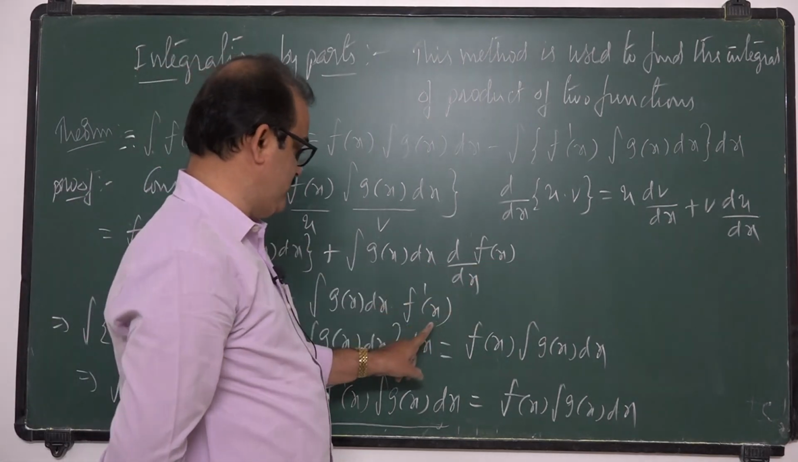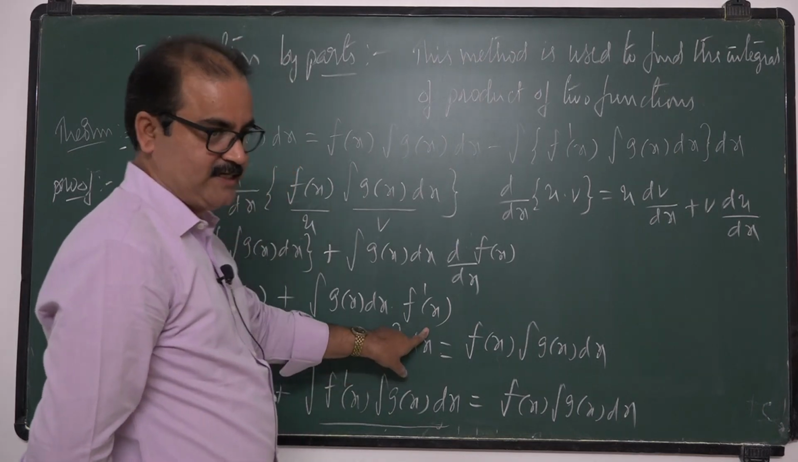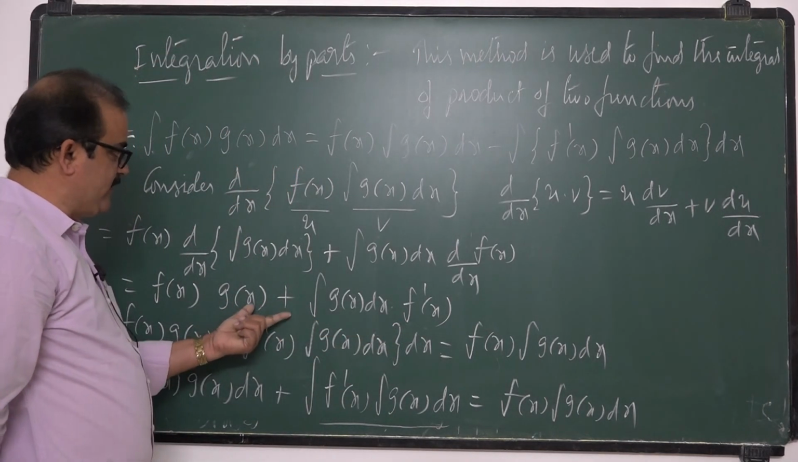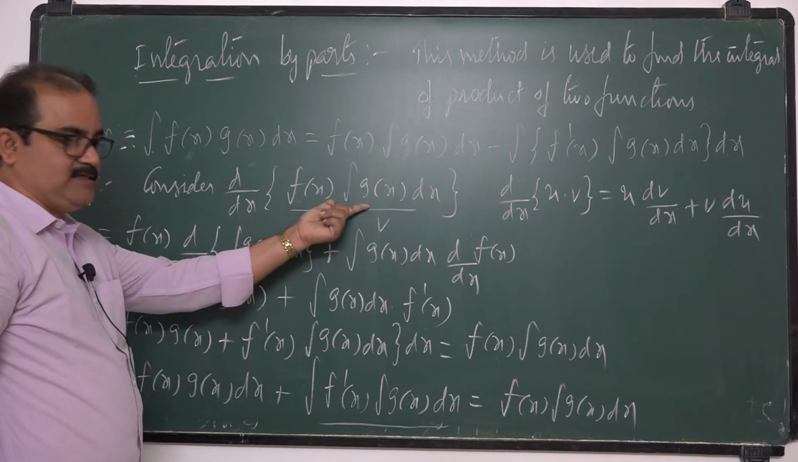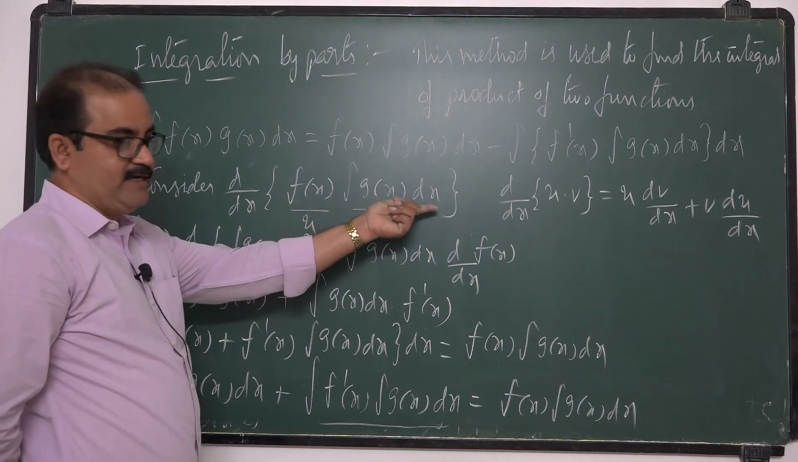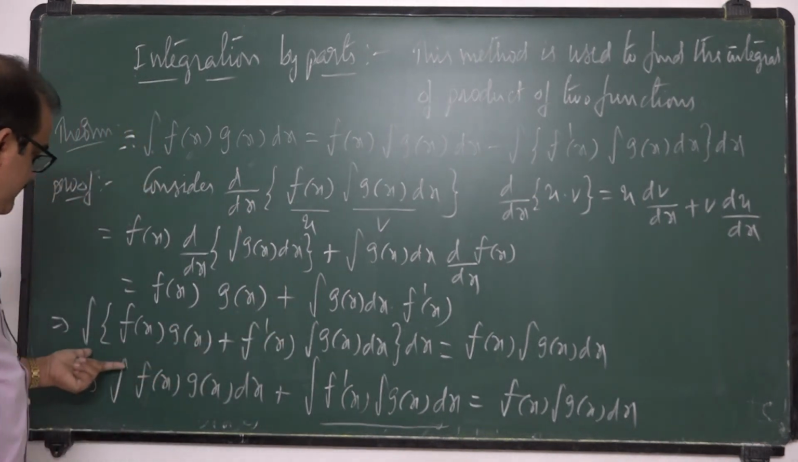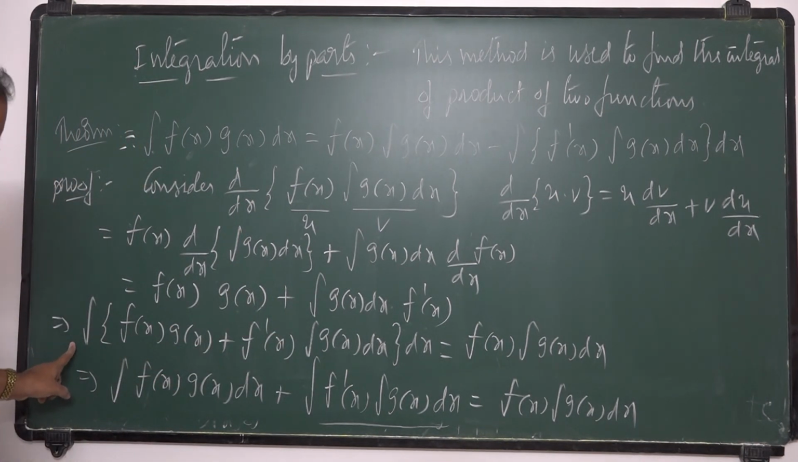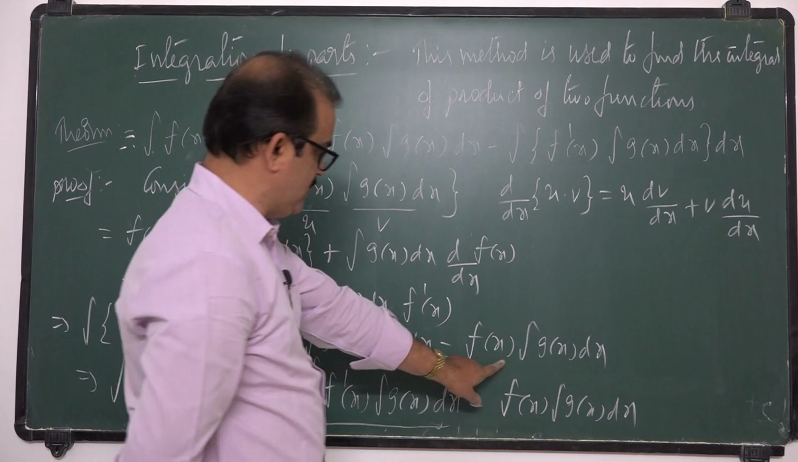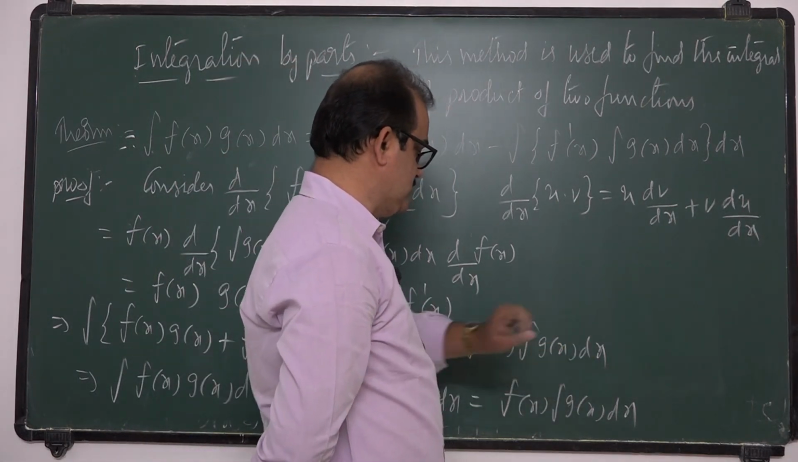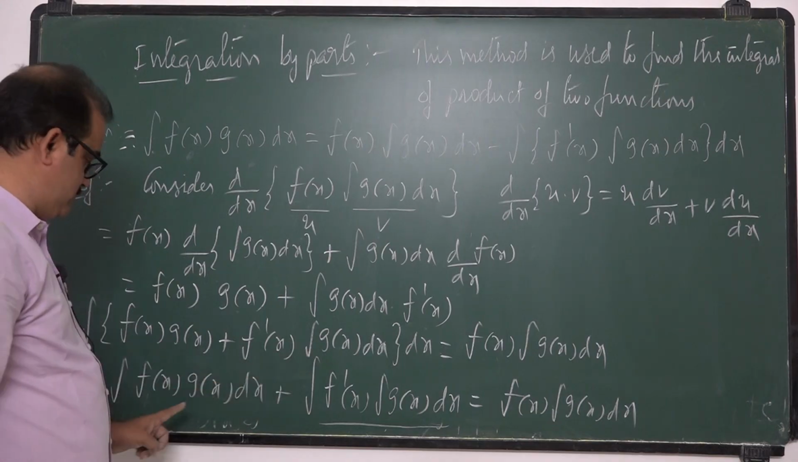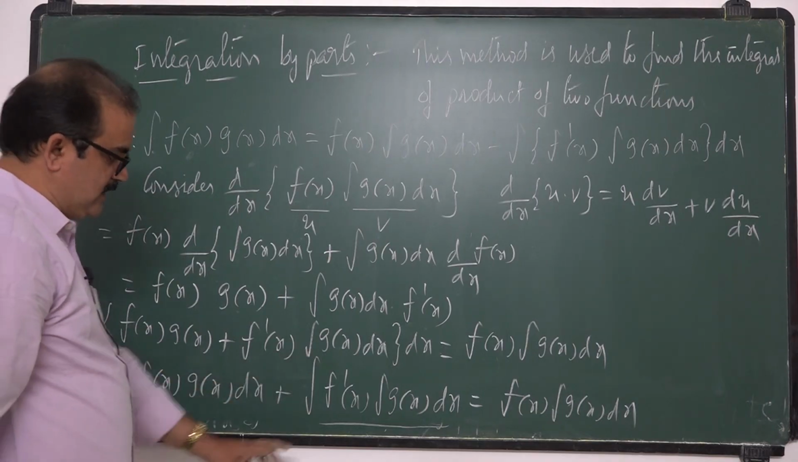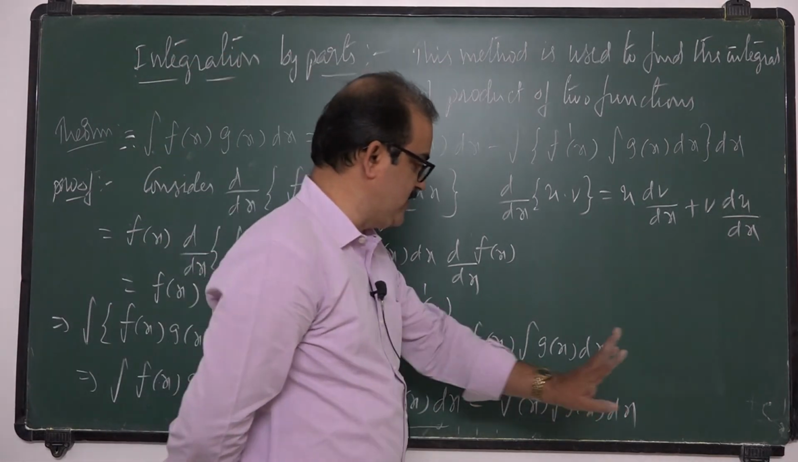d by dx of f of x is taken as f dash x. This is the derivative of this function. So the antiderivative of this function is f of x into integral g of x. Antiderivative is the integral, so the integral of this is f of x into integral g of x. Take this integration into the bracket, we get this, and take this second term to the right hand side.